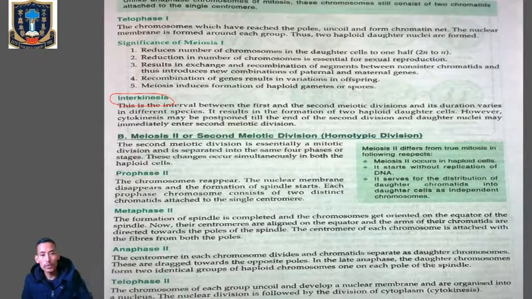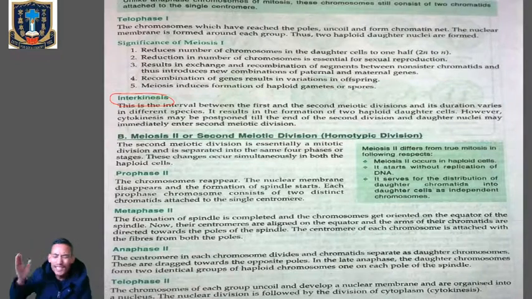So in prophase 2, listen very carefully, the chromosomes reappear, the nuclear membrane disappears and there is formation of spindle fiber. Each chromosome consists of two distinct chromatids attached to the single centromere, and this prophase 2 is initiated immediately after the cytokinesis. Clear? And usually before the chromosomes have become fully elongated.